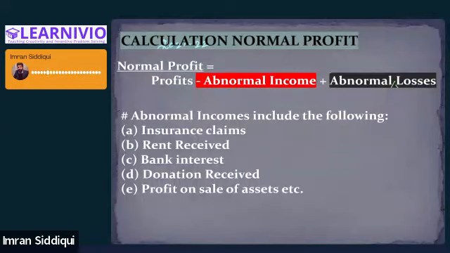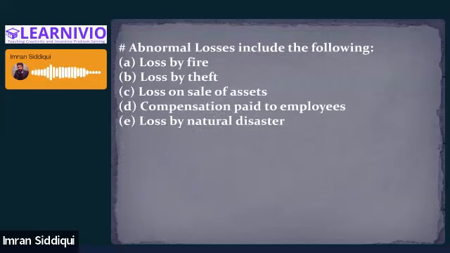Let me show you. Abnormal expenses may include these kinds of expenses. The firm has suffered a loss by way of fire. Then there is a theft, and on account of the theft, there is a loss of, let's suppose, 2 lakh. So we have also subtracted this while calculating the profit of the firm. Similarly, we have sold an asset on which we have suffered a loss, right? Then some mishap happens to an employee, and on account of that, we had to pay compensation to that employee. Because of some natural disaster, we suffered some losses.